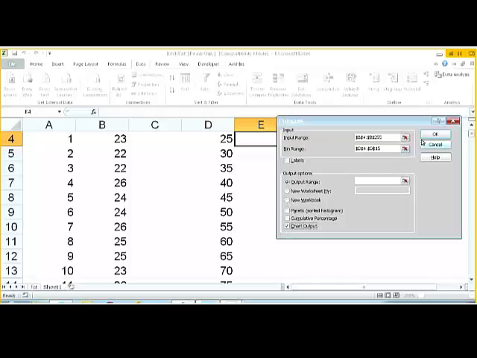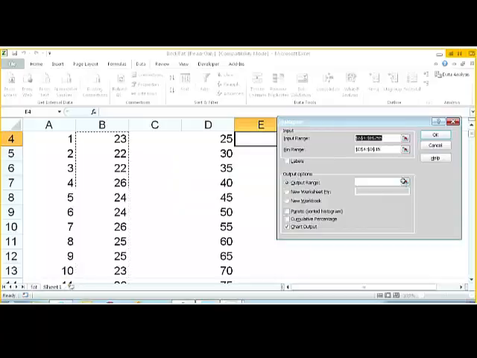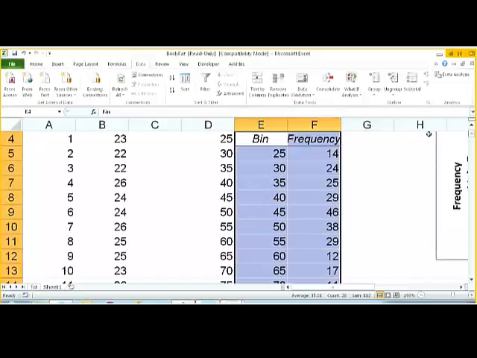And I'm also going to do a chart output. So it's going to do a graph for me automatically. And that's it. And I say OK. And it didn't like that. Output range missing. Okay, I thought I did. Oh, okay. Output range. There we go.